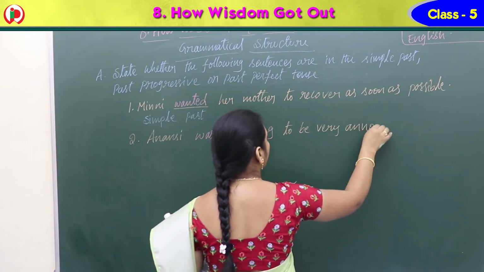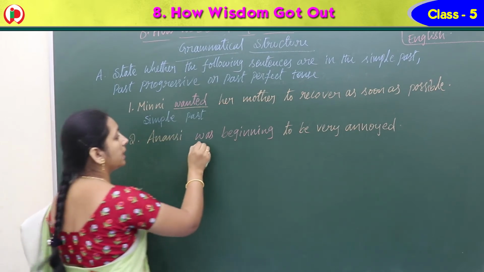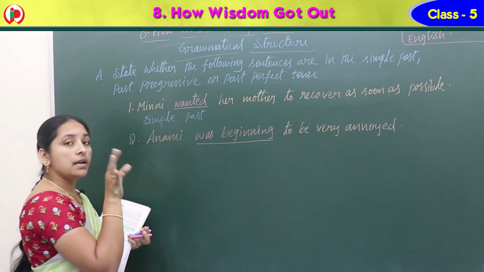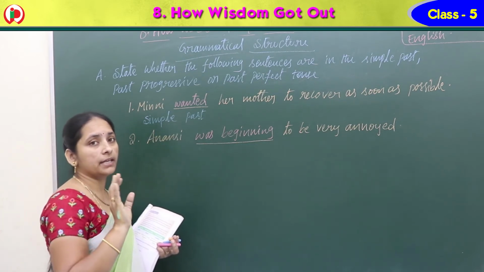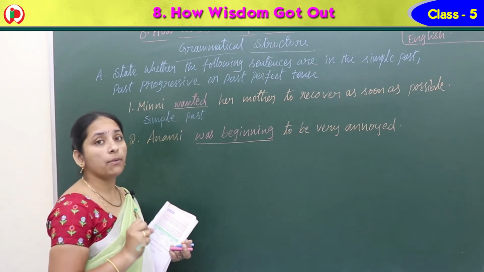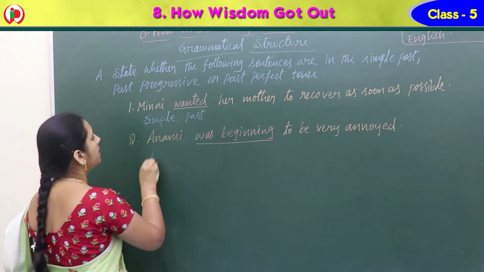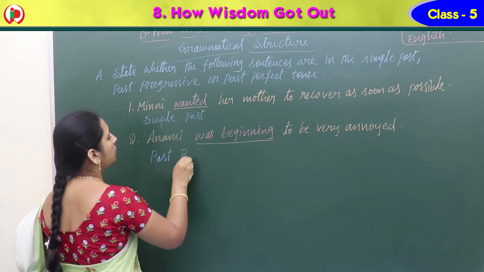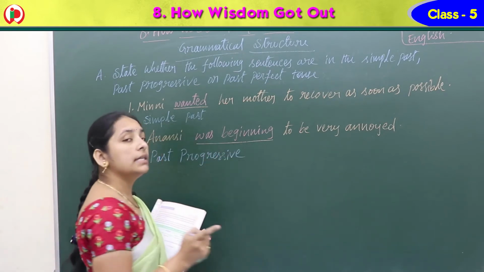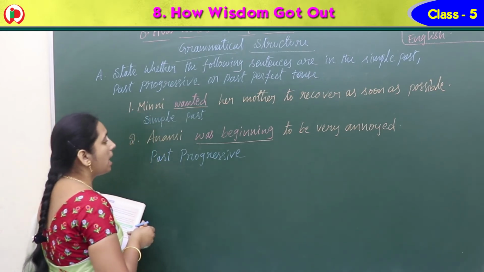Annoyed means irritated. So you got too much of angry, right? So was beginning. Which tense is it: simple past, past progressive, or past perfect? Simple past means only the second form, V2 form. Past progressive means we should get was or were plus the ing form of the verb. So here, was plus the ing form. Very good, this is past progressive. Past progressive is also called past continuous.